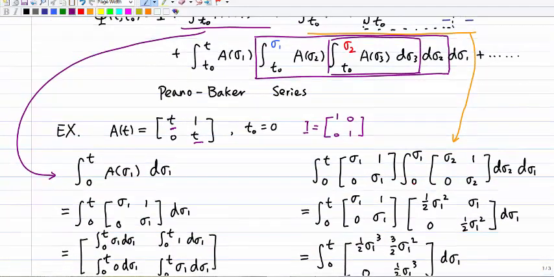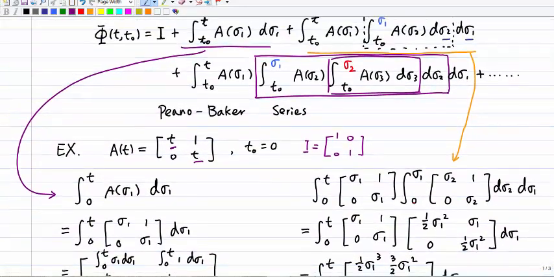The third term can be a little bit more complex. The whole principle is the same as before; the only difference is you have two integrations. So integration from 0 to t of A(sigma 1), where again you replace every t by sigma 1. Then integration from 0 to sigma 1. Pay attention to the upper limit: this is not t, this is sigma 1. And here you have sigma 2, which means replace every t by sigma 2. So you have [sigma 2 1; 0 sigma 2] d sigma 2 d sigma 1.